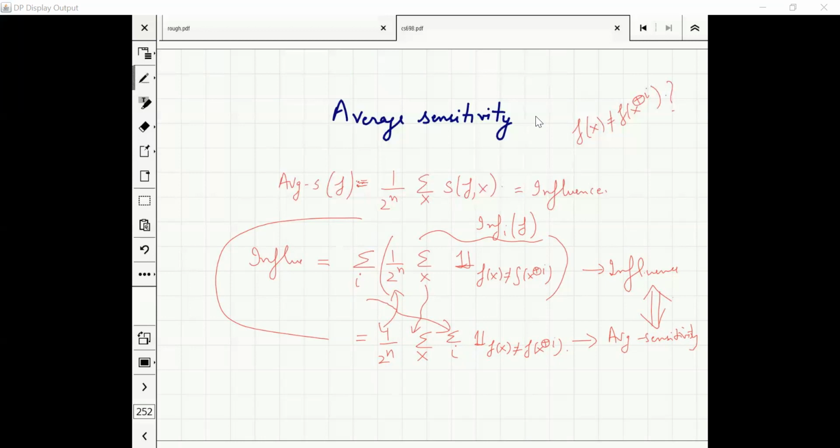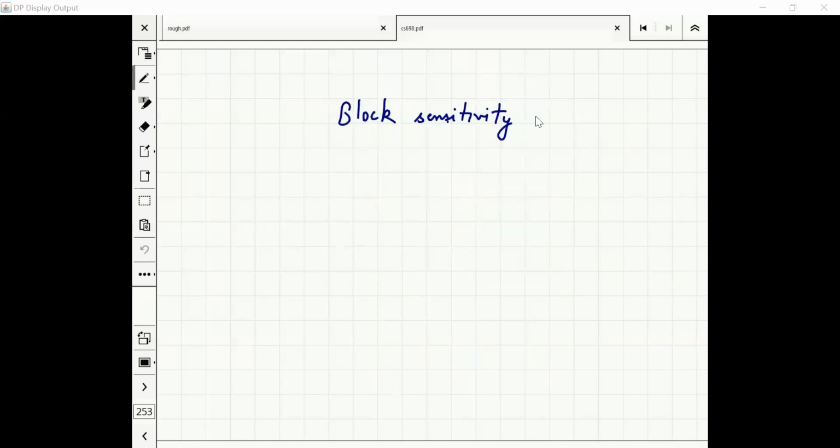Okay. So if this is clear, let's move forward. Let's talk about the next concept, which is called the block sensitivity. It's very, very similar to sensitivity. We are in some sense generalizing the concept of sensitivity. A block B, so a block means a block of indices. It need not be contiguous. It's any subset of n.